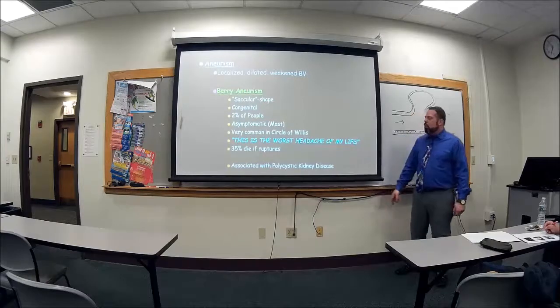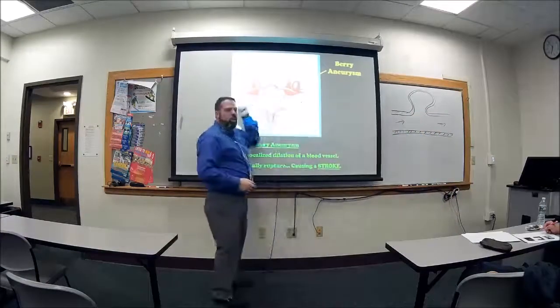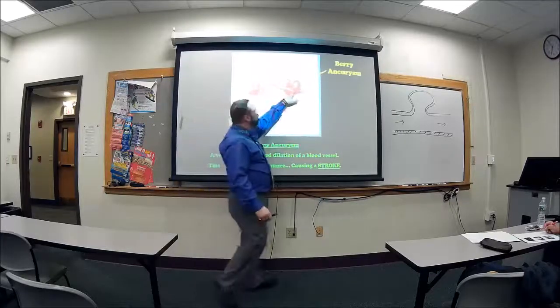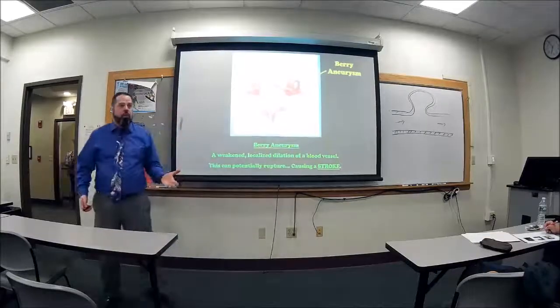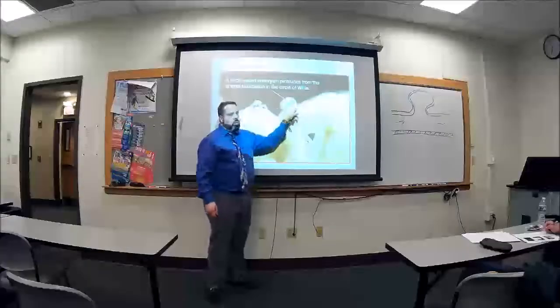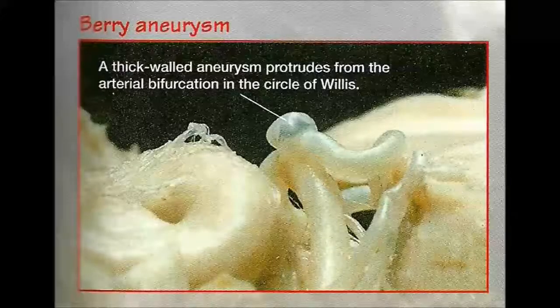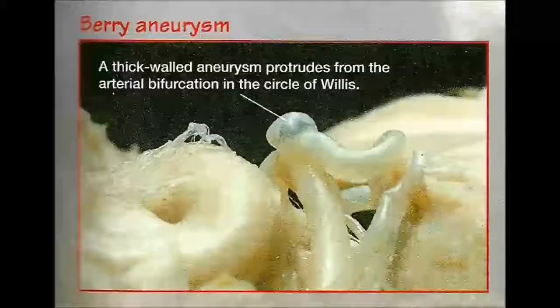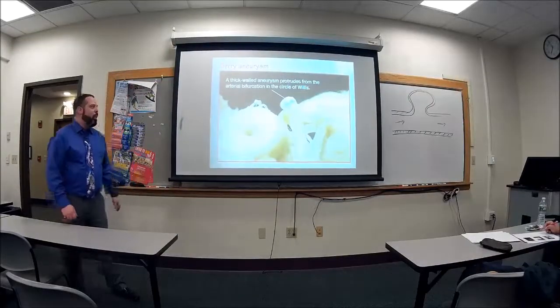Okay? So this is what it looks like. All right? Usually, the circle of Willis. I had a similar picture of this in my first few slides, but you have this berry aneurysm that's bulging out, that's just ready to, it's a ticking bomb is what it is. I mean, look at it. This thing is going to burst. But most people don't even know they have it. That's what's scary about that.